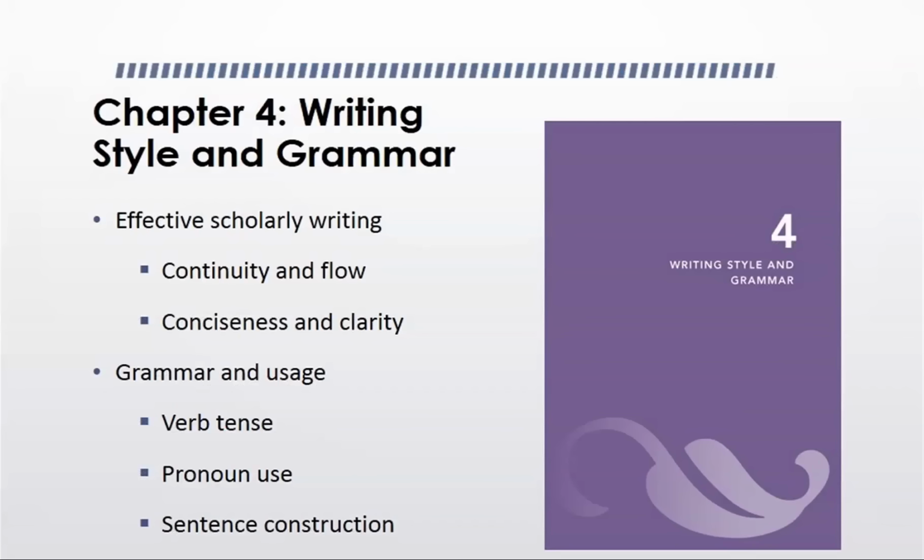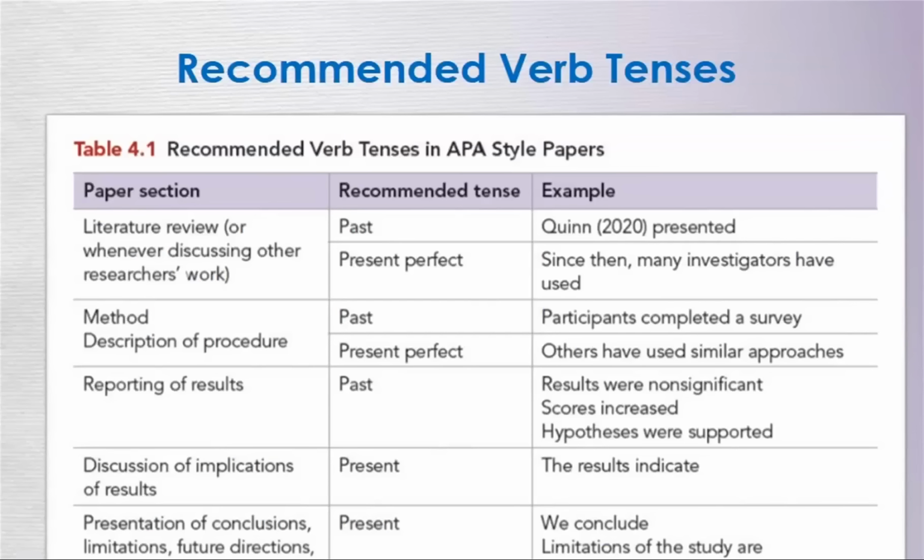In Chapter 4, we have a dedicated section for writing style and grammar. The main topics that are covered are effective scholarly writing, grammar and usage, and strategies to improve your writing. So this is a chapter aimed at anybody who needs help in these areas. And we have a number of visual displays that we think will be very helpful to learning and teaching this content. For example, many people have questions about what kind of verb tense you should use when you're writing an APA-style paper. And there's a chart, as shown here, that says, for example, if you're reporting results, use past tense. And so we think that is going to answer a lot of common questions.